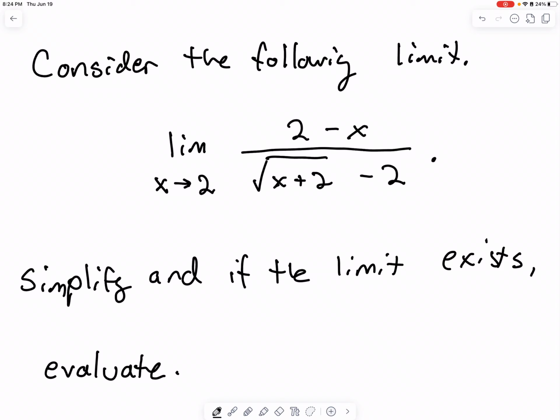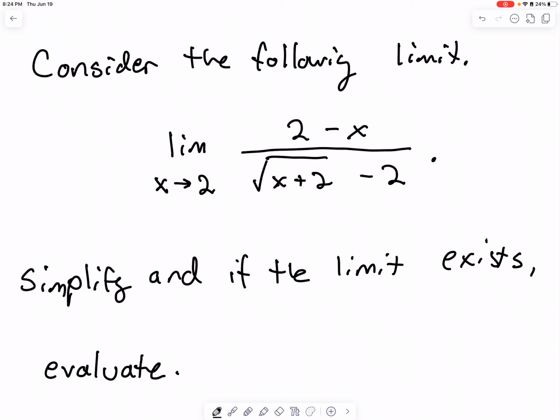Okay, so let's see. Whenever we're working with limits, sometimes you can just plug it in and see what you get. So if we plug in 2 here, we get 2 plus 2 is 4, the square root of 4 is 2. So it looks like we're going to get a 0 in the denominator, so we can't work with that.